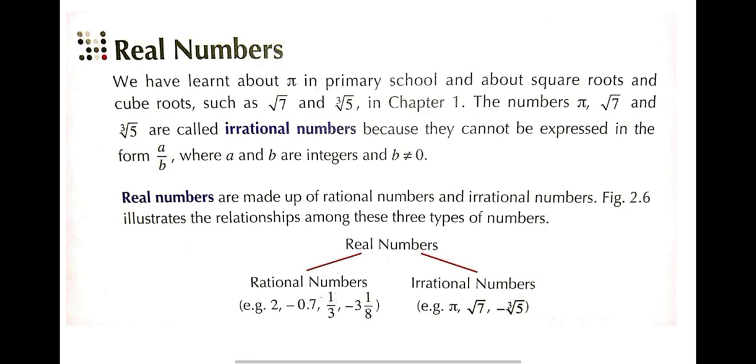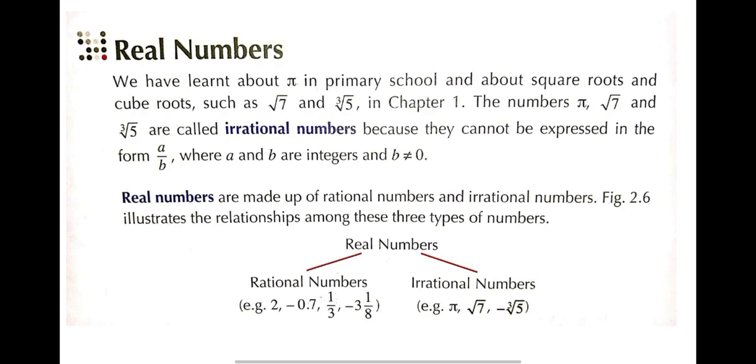Because if you turn these numbers into decimals, it will be a never-ending list. Pi is usually 3.14 or 22 over 7. But actually pi, if you Google it, is a never-ending decimal. So it's like 3.14, blah, blah, 5, blah, blah. So it'll never end. You can try to put root of 7 into your calculator. It will also never end.